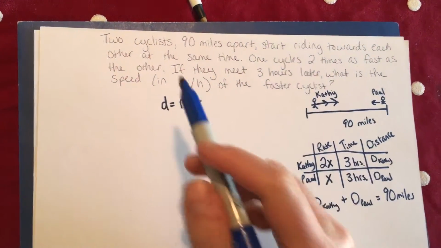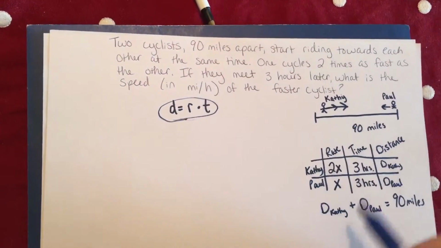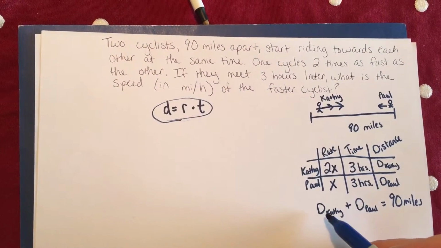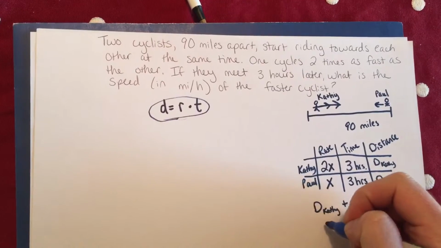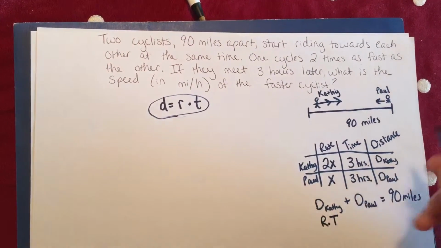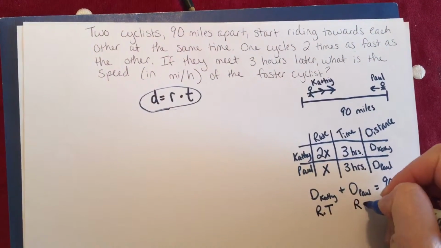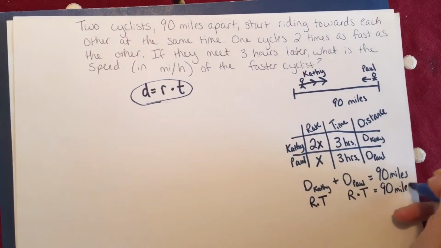Okay. So now, again, I know that distance equals rate times time. I can use those for the two distances down here. So in other words, instead of writing the distance of Kathy, I can say Kathy's rate times time. And instead of saying the distance of Paul, I can say Paul's rate times time. And then that equals 90 miles.